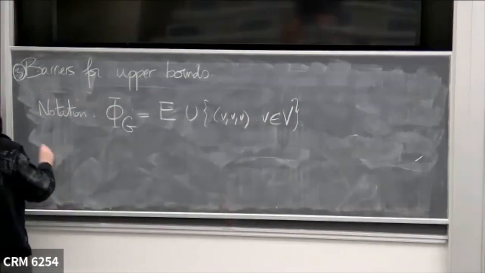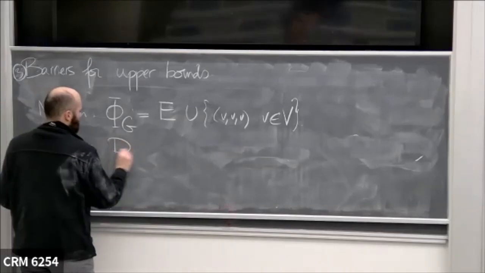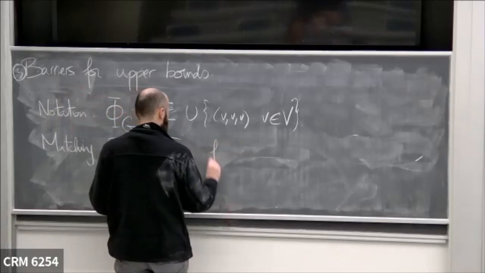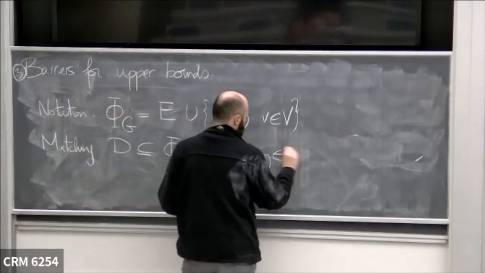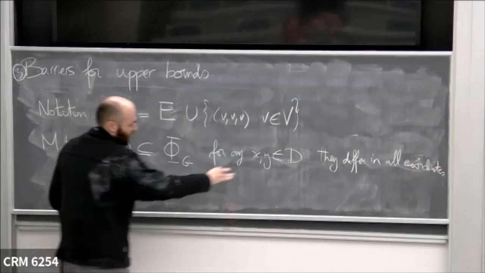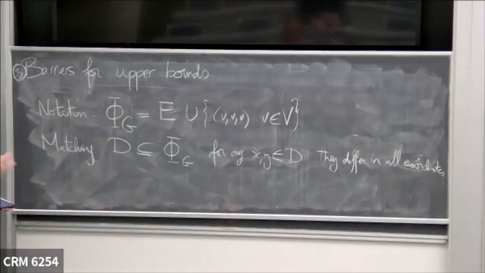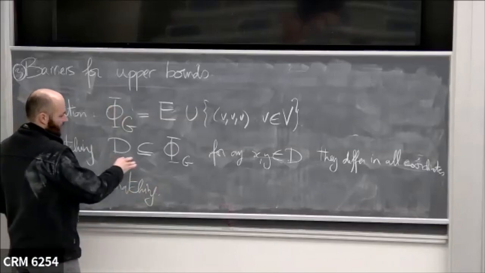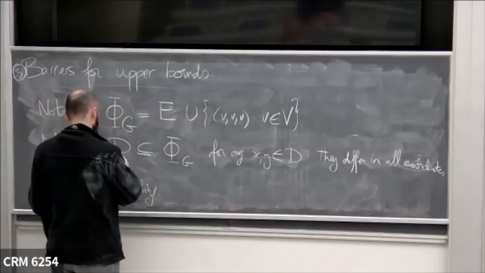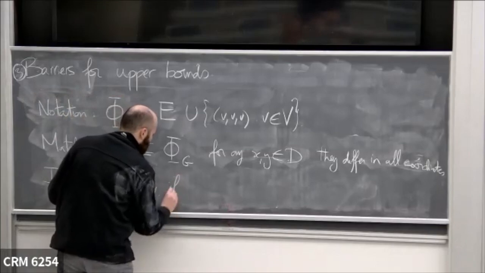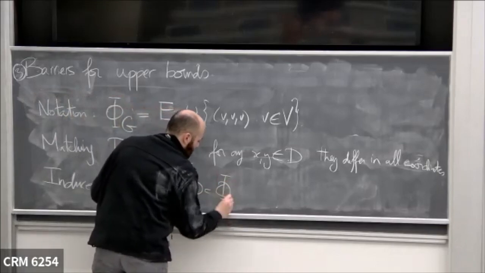Okay, so what is a matching? I say that I have a matching D, a subset of phi G, such that for any x, y in D, they differ in all coordinates. If I take two elements, they cannot share even one coordinate. So this is just the usual matching, and what we want is an induced matching, in the sense that there are no other edges in the part which is induced by D.